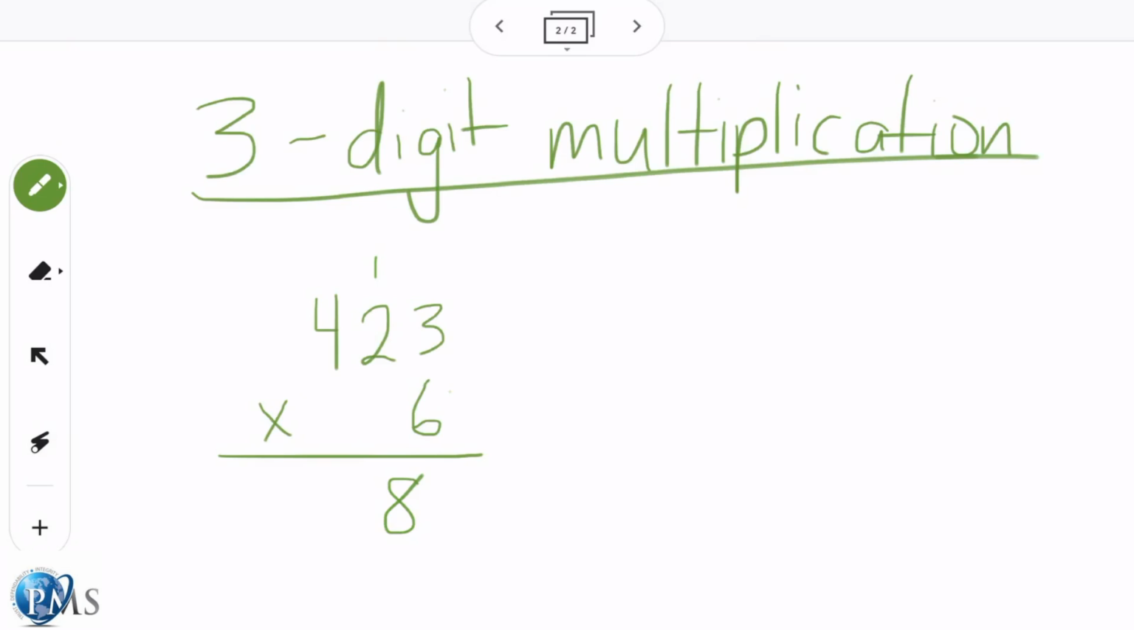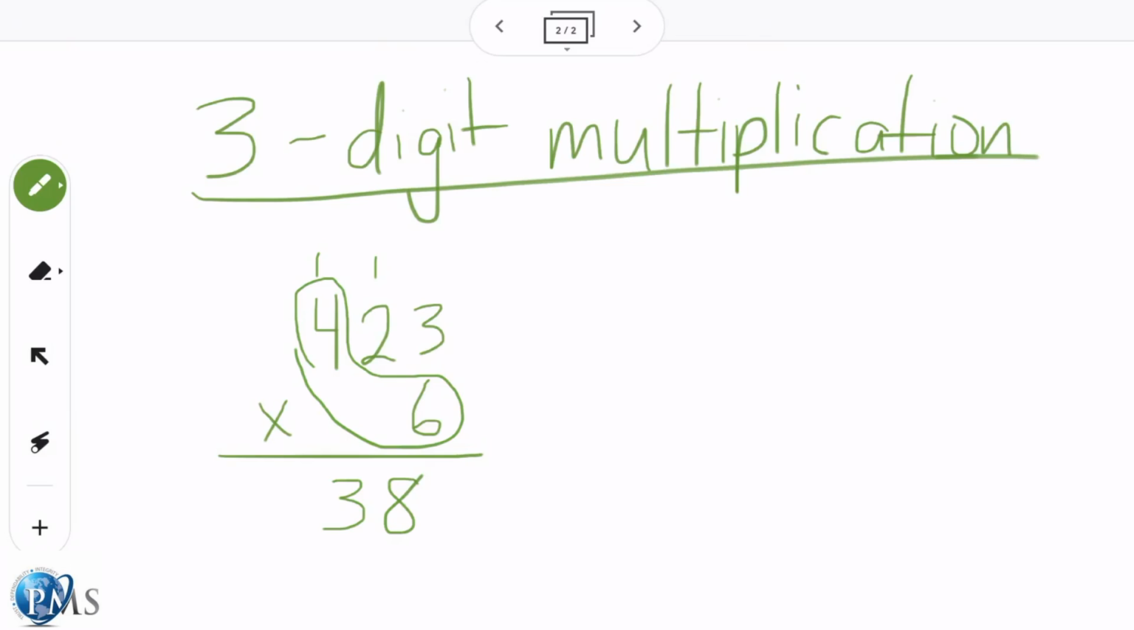Our next step is 2 times 6. 2 times 6 is 12, but we have to remember to add in this 1 that we brought over from our last step. So 12 plus 1 is 13, and just like before, we don't want to write 13 in our answer, we just want to write the 3. And the 1 from the tens column of 13 we have to bring up just like before on top of the next number, 4. Our next step is to do 4 times 6.